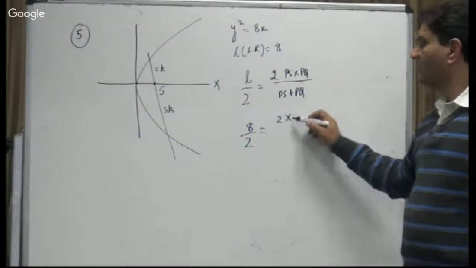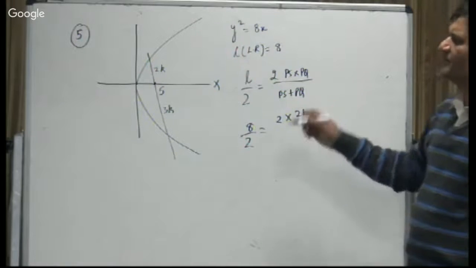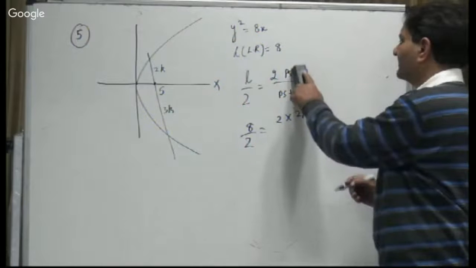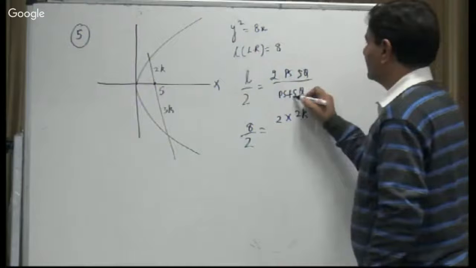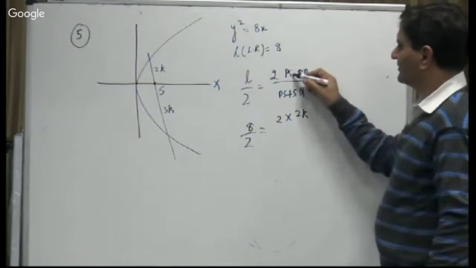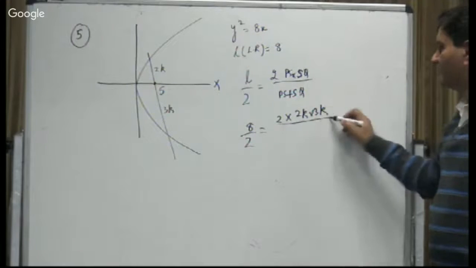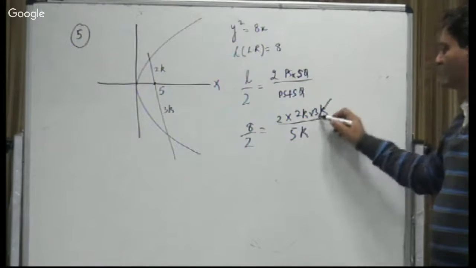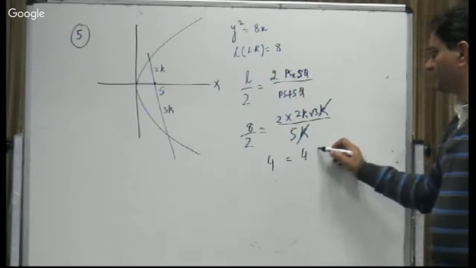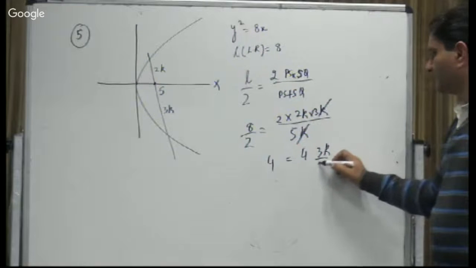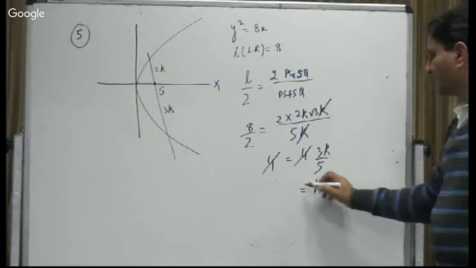Twice of PS is how much? 2k and 3k. PS and SQ, yeah, SQ we will take. This also you can take as PS and SQ. Right? So 2k multiplied by 3k upon 5k. So one of the k cancels out. K is equal to 5 by 3.